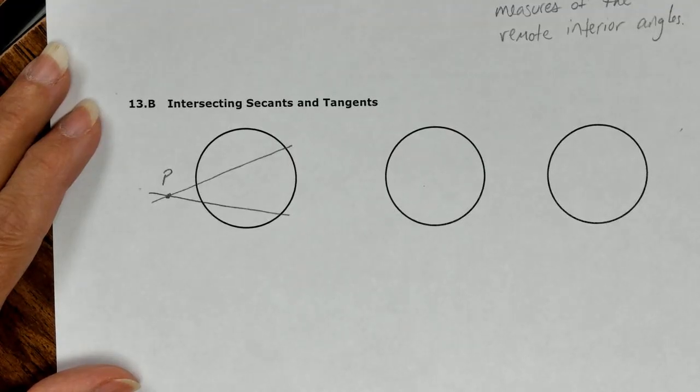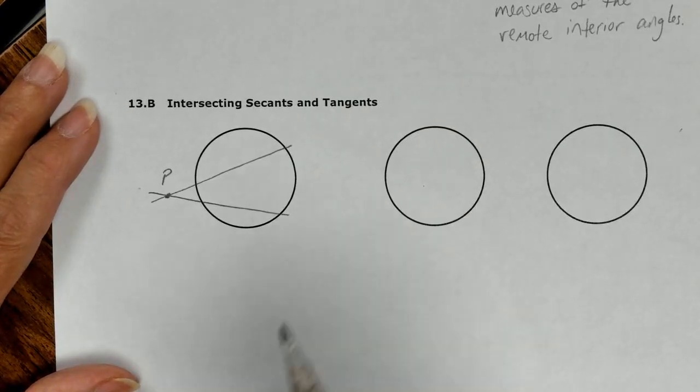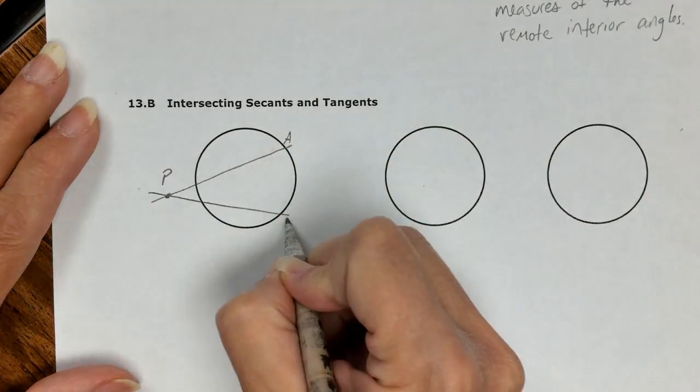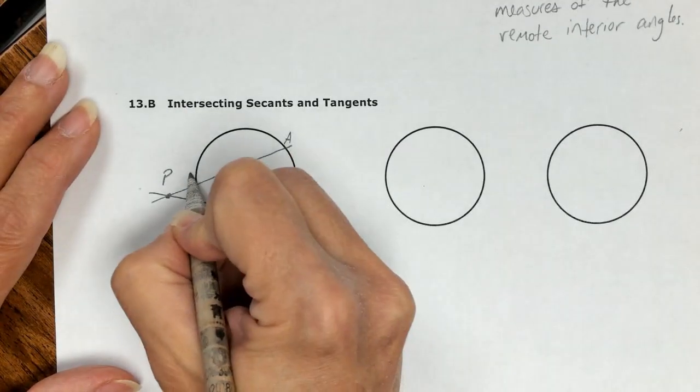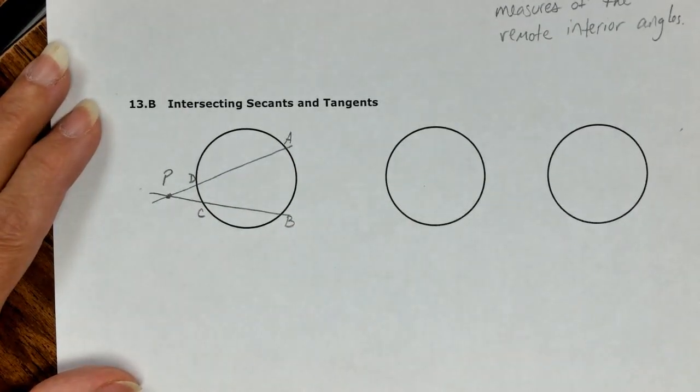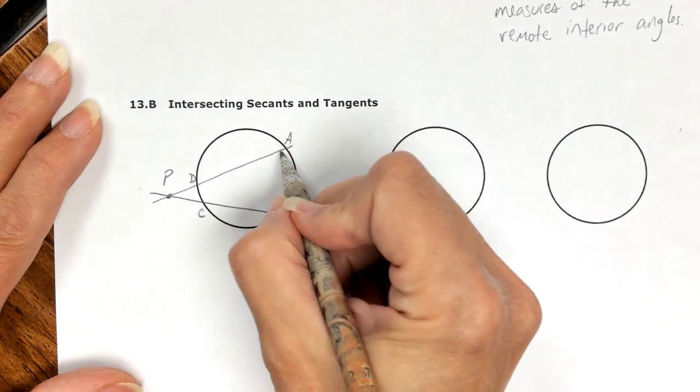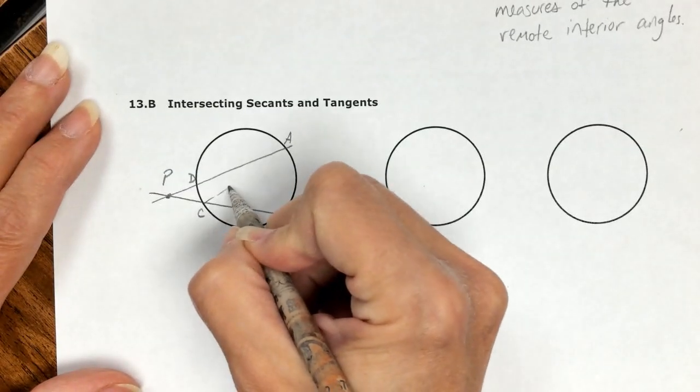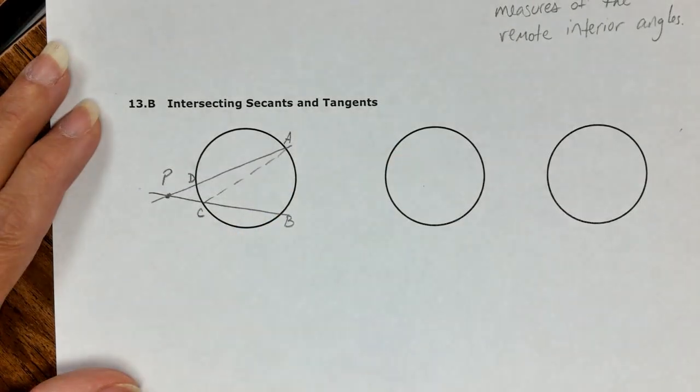Okay, and I guess we'll just do the ABCD thing again. Go A, B, C, D. And we're going to need to make a triangle again, and this time we're going to connect these two. And then there's a triangle right here.